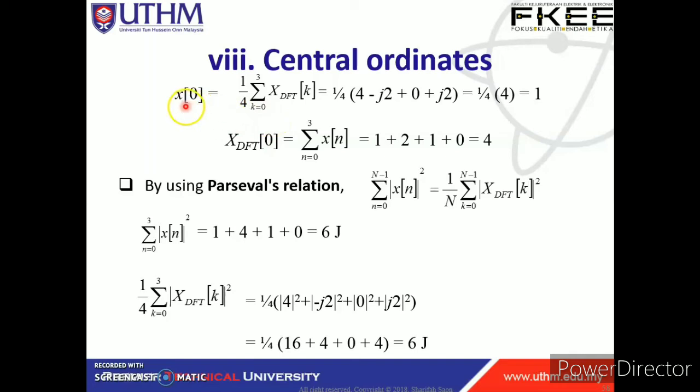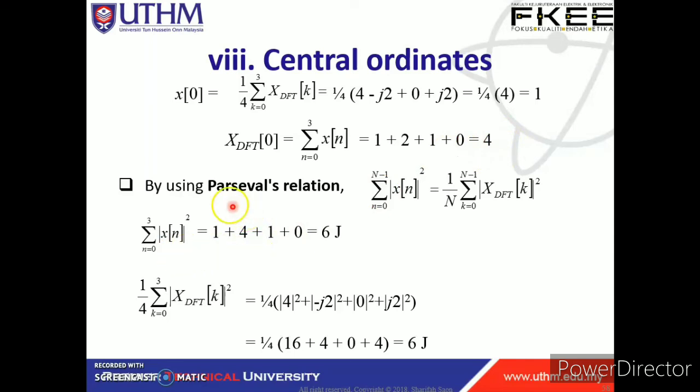The question asks you to find the value of x[0] and X_DFT[0]. This is in the properties table. We just sum up the value of X_DFT[k] from k equals 0 until k equals 3 and divide by 4, so the answer will be 1. Whereas to find X_DFT[0], we just sum up all the discrete signal from 0 until 3, and the answer will be 4.